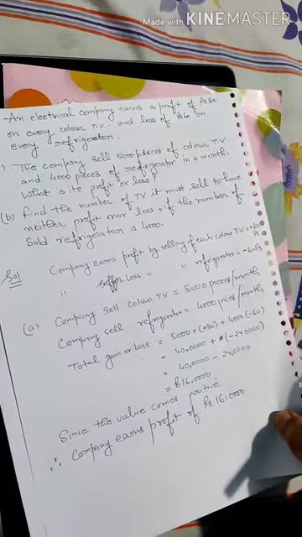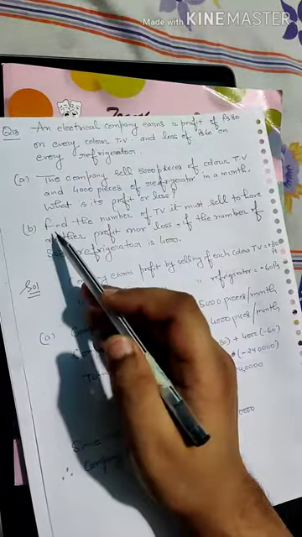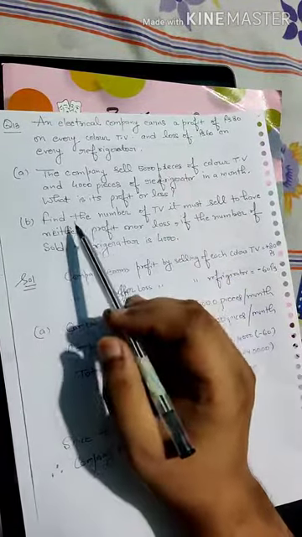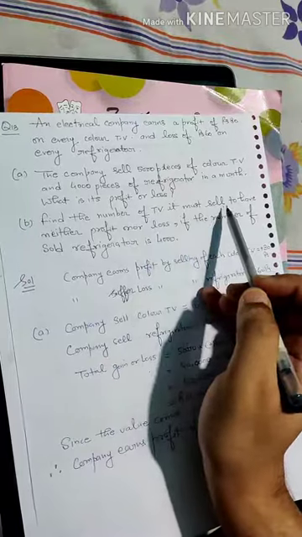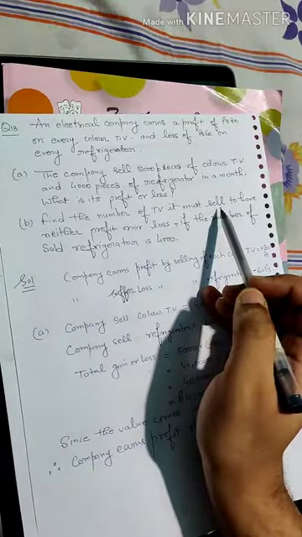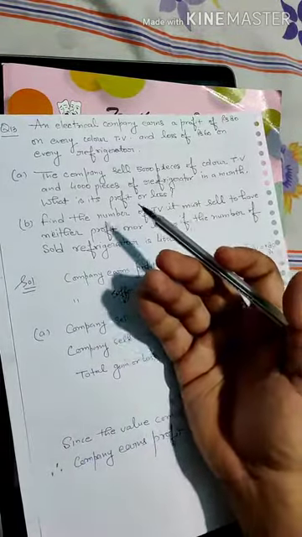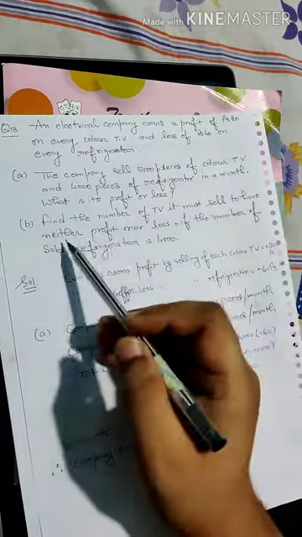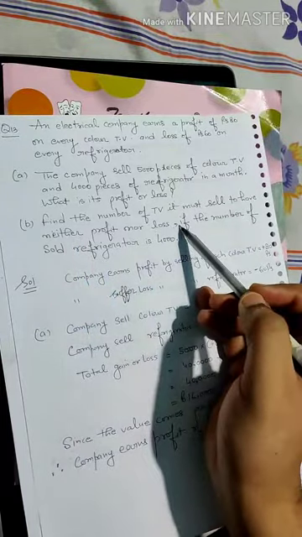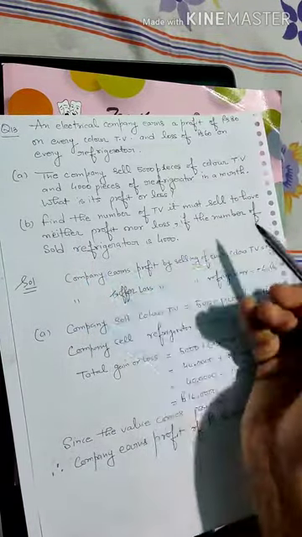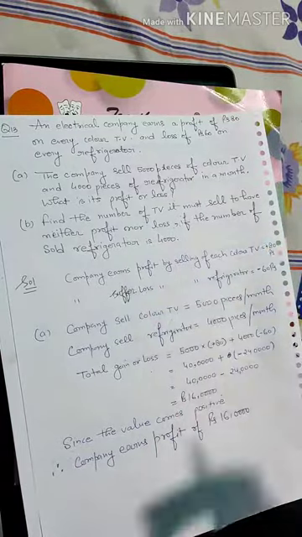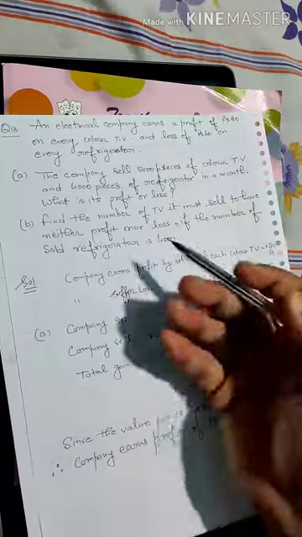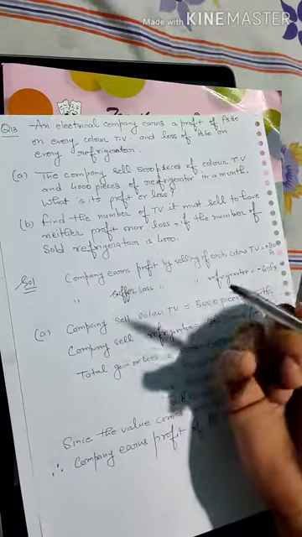Now we are going to solve the second case. Find the number of TVs that must be sold. We have to find out the number of TVs to have neither profit nor loss, if the number of refrigerators sold is 4,000.